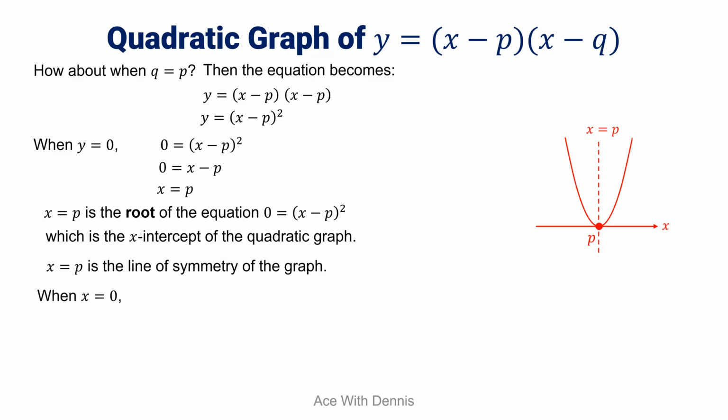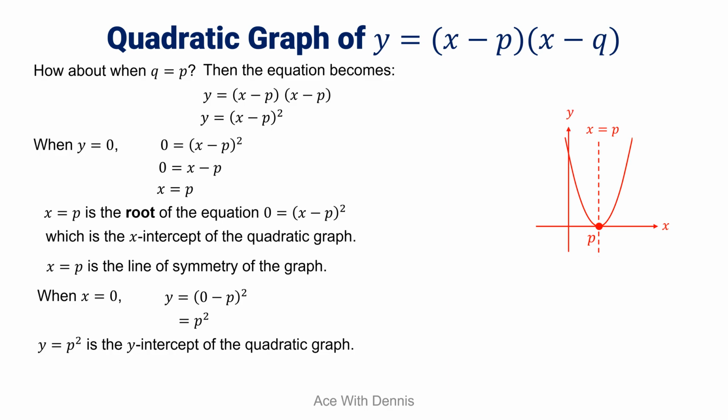Next, when x equals 0, then the equation becomes y equals 0 minus p squared, which is p squared. Hence, y equals p squared is the y-intercept of the quadratic graph. So we can start to draw the y-axis, and this point is the y-intercept with the value of p squared. This is the minimum point. From this graph, we can see that the coordinates of this minimum point is (p, 0).